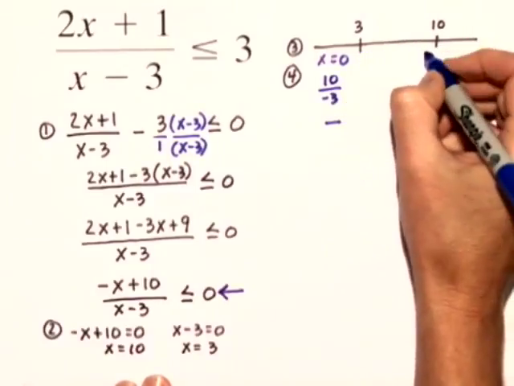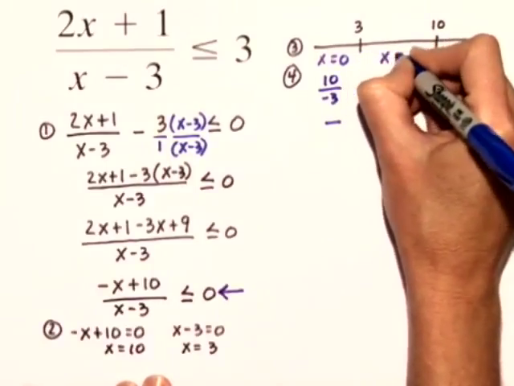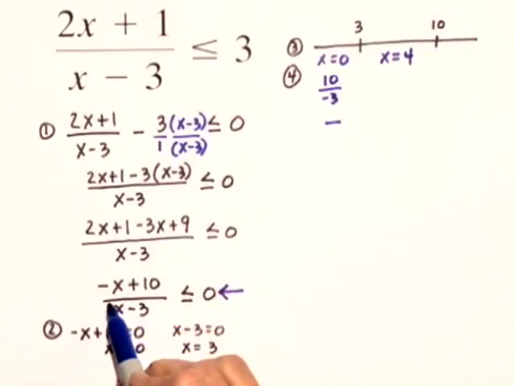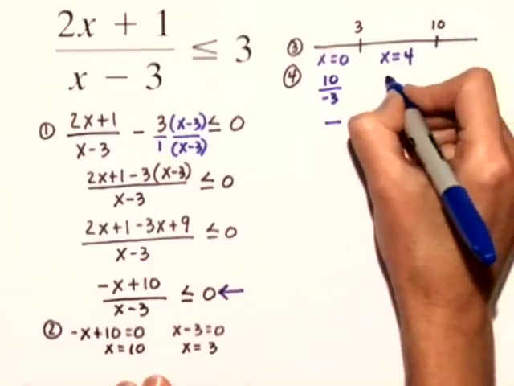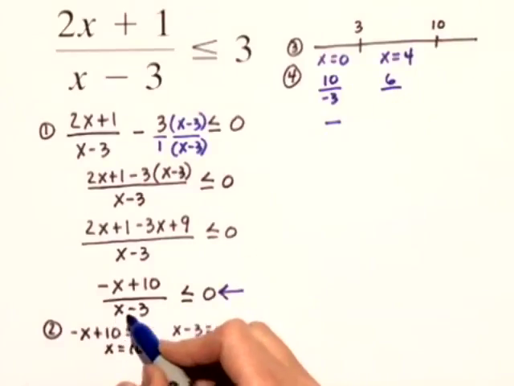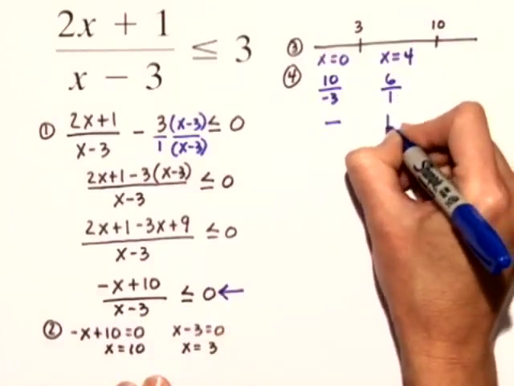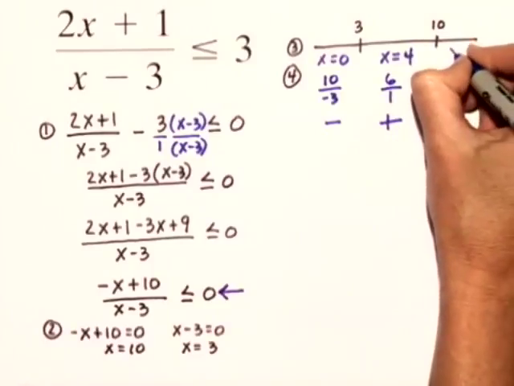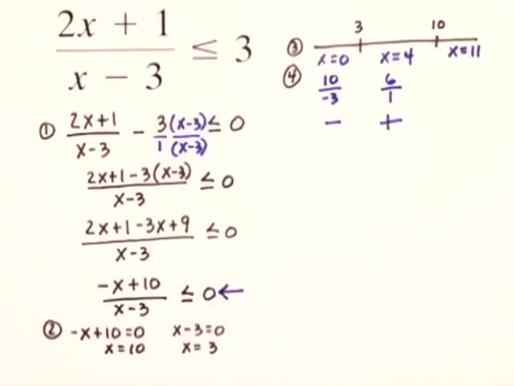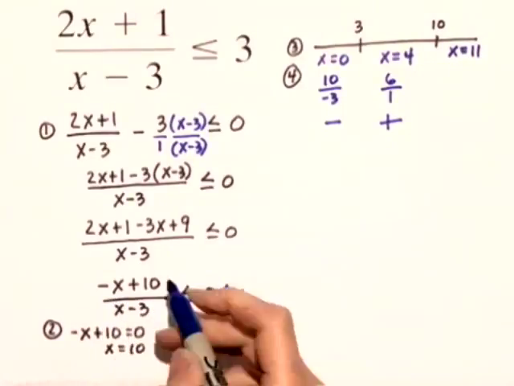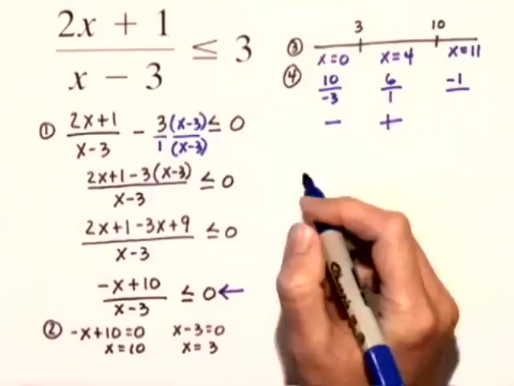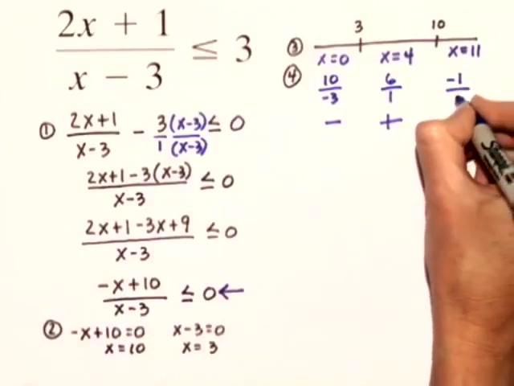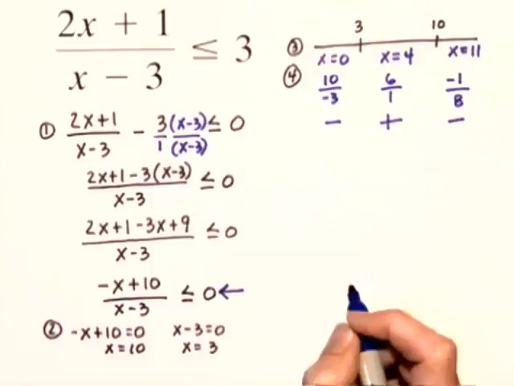We can choose a value between 3 and 10 for x. Let's say 4. If we substitute 4 in for x, we get -4 + 10, which is 6, over 4 - 3, which is 1, which is a positive function value. And then we'll choose a value to the right of 10. Say x equals 11. We have -11 + 10, which is -1, over 11 - 3, which is 8. That's a negative value.